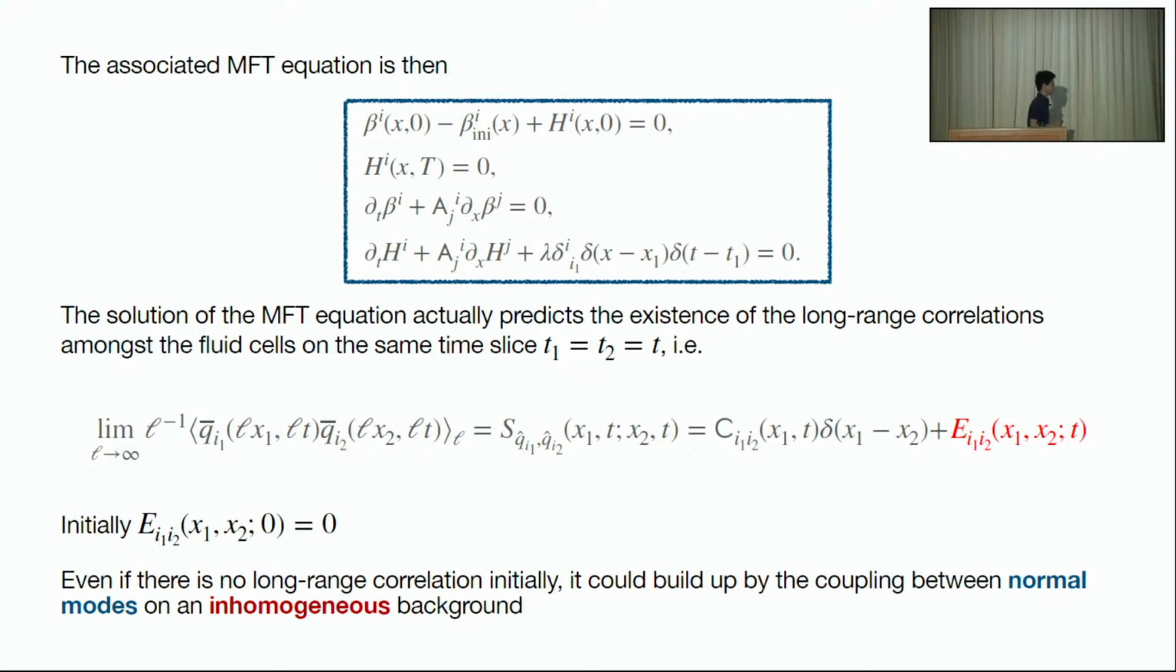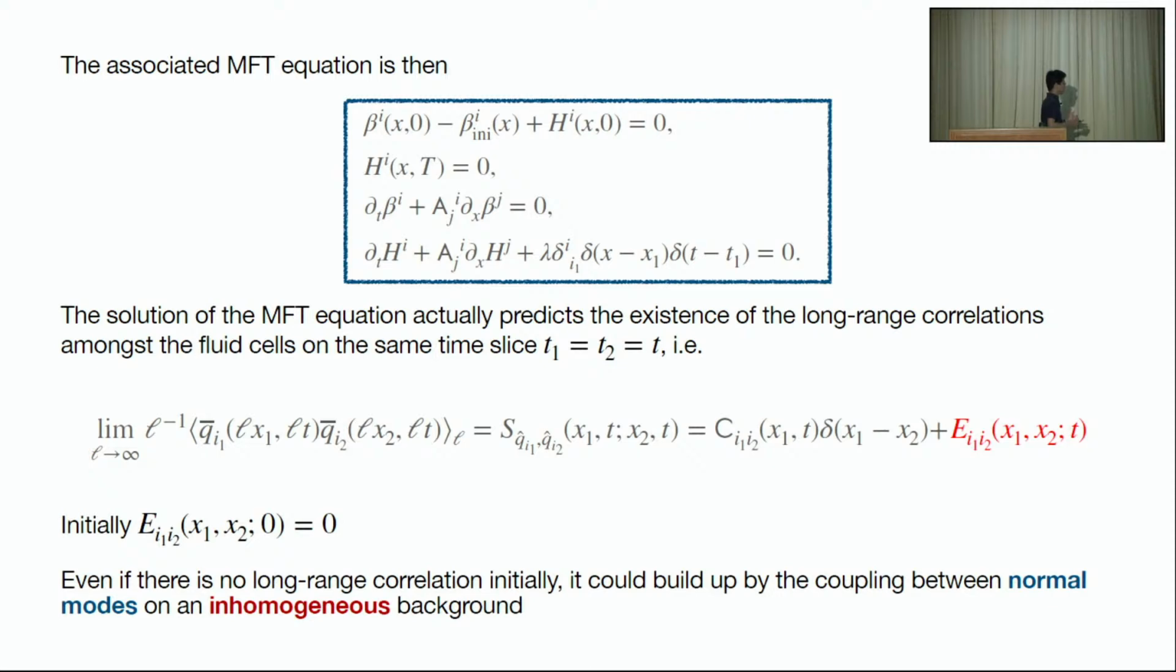But the BMFT predicts otherwise. There will always be an additional contribution like this, which is going to decay in a much slower way. So in terms of the microscopic coordinate, this is going to decay like 1 over x, as opposed to the exponential decay coming from this one. And this is quite interesting because, even if you start out with some initial condition that has no long-range correlations whatsoever, these dynamically generated long-range correlations could build up just through some hydrodynamic interactions or the correlations amongst normal modes. Well, normal modes are basically hydrodynamic modes, provided that the system is on some inhomogeneous background.